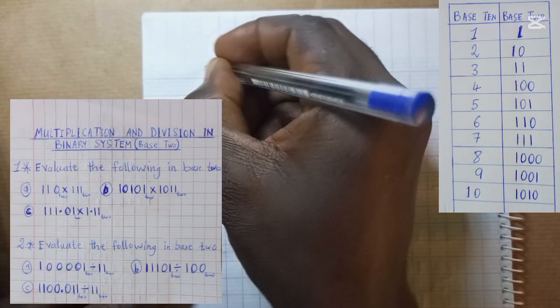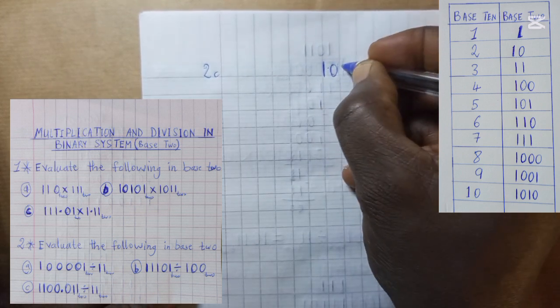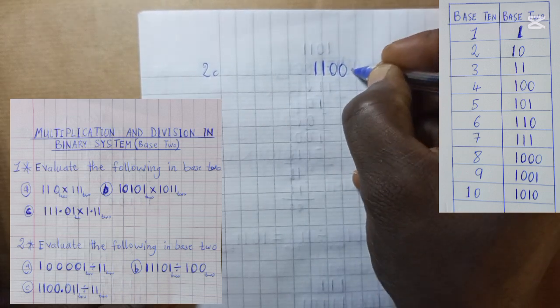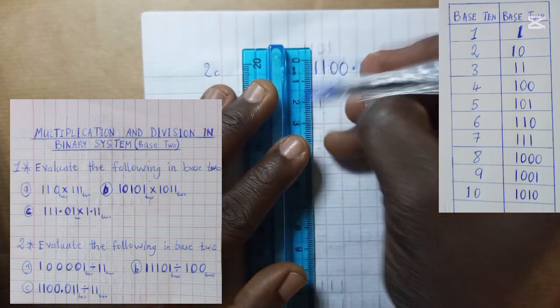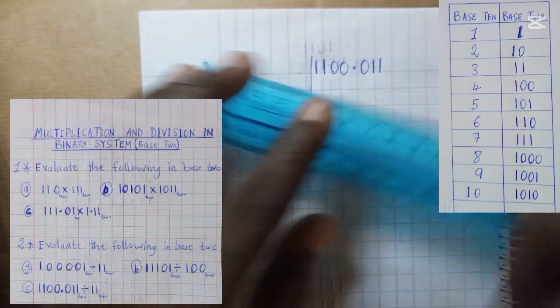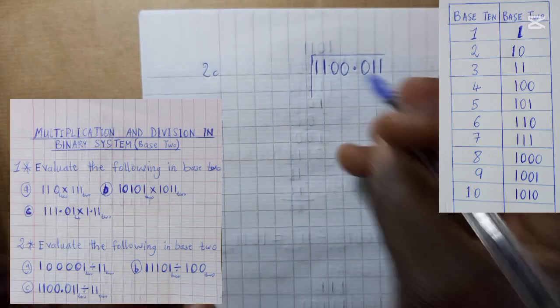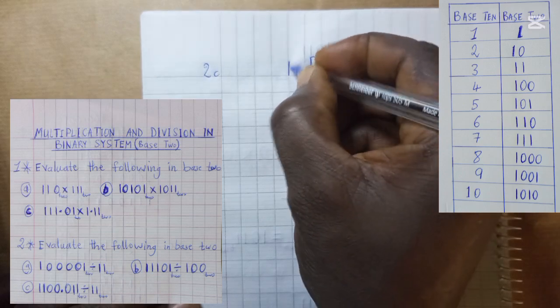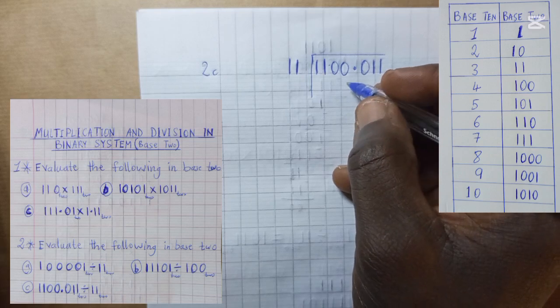Also the number 2C, we have 1100.011. So 1100.011, we're going to divide it by 11. So also remember, follow to the end of the video.